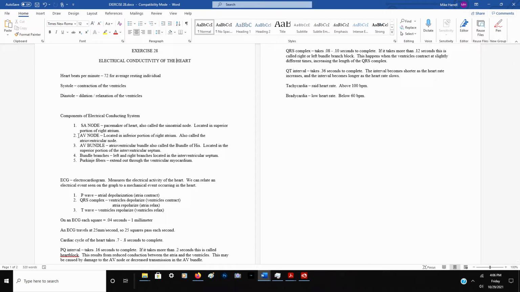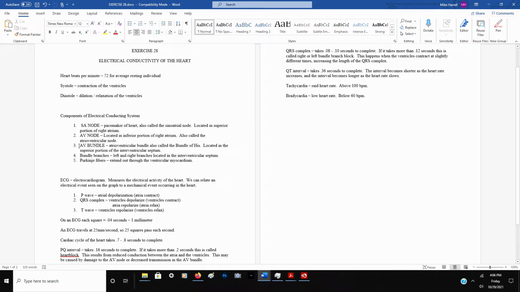That'll generally take about 4/100ths of a second. Once that electric signal leaves the AV node, it's going to travel to the AV bundle, which is right at the very top of the interventricular septum. If you want to call that the bundle of His, same thing right there. Now when that signal goes from part 2 to part 3, it's going to slow down a little bit, taking about 0.11 or so seconds to go from part 2 to part 3.